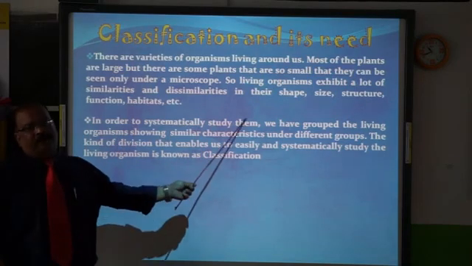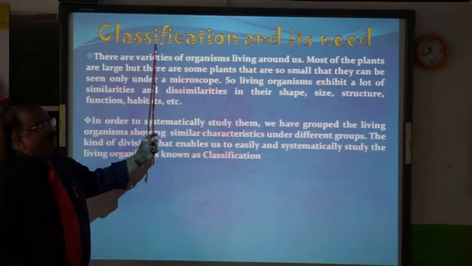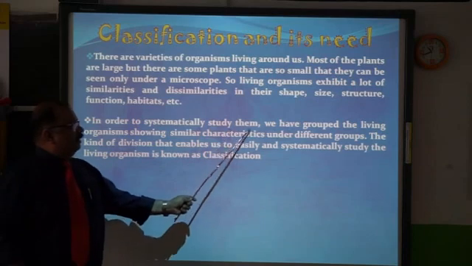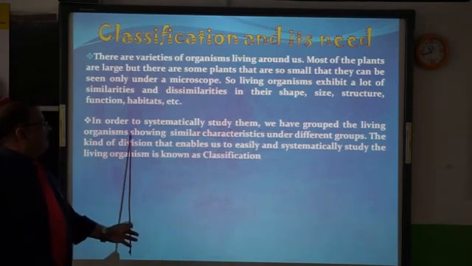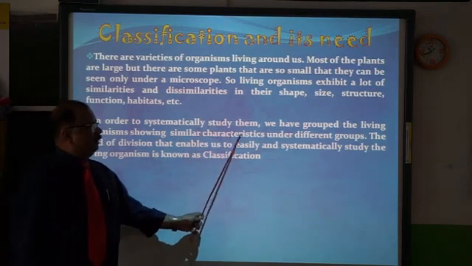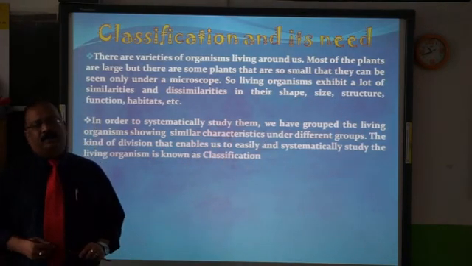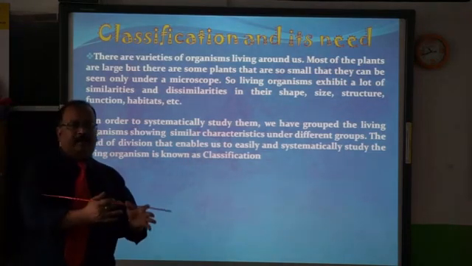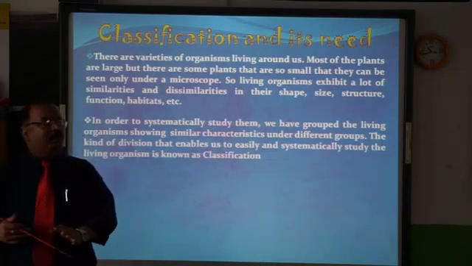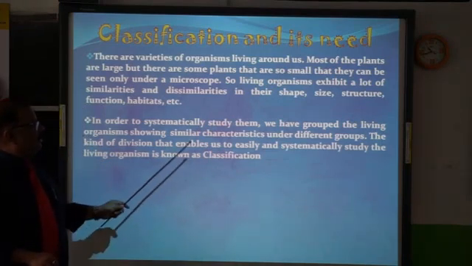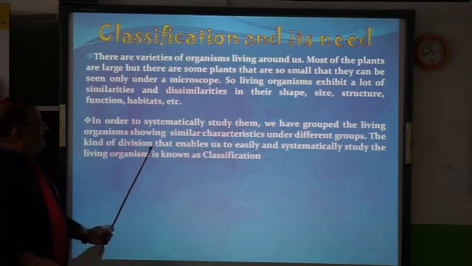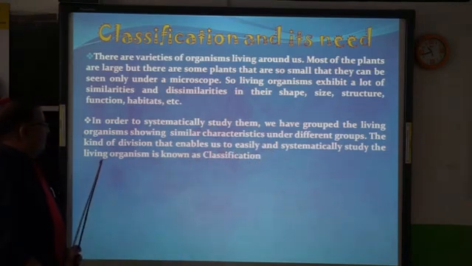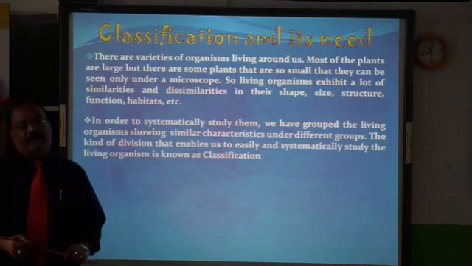Now you cannot study all of them, and that is why this classification is required. In order to systematically study them, we have grouped the living organisms showing similar characteristics under different groups. So if some organisms show similar characteristics, they are grouped in one, other ones in the other group. Like that we have classified them into various groups. The kind of division that enables us to easily and systematically study the living organisms is known as classification.